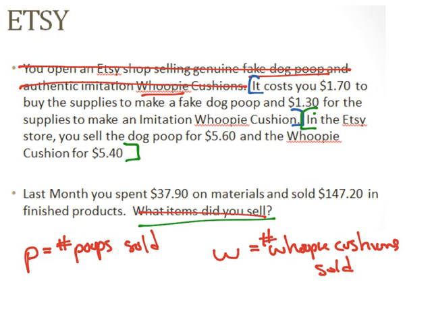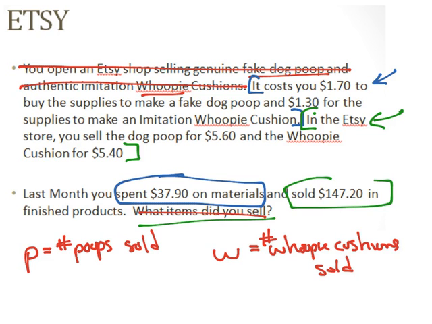As you read the problem, hopefully you'll notice that this first sentence, highlighted in blue, is going to tie into the materials cost in the second problem. And this second sentence, circled in green, will tie into our finished product price. And we can use these to build our new equations. So let's do that.